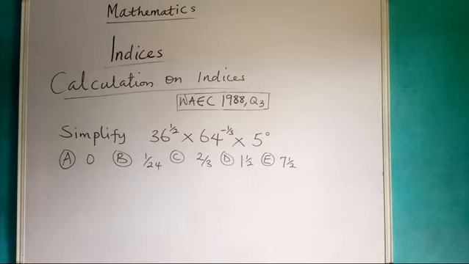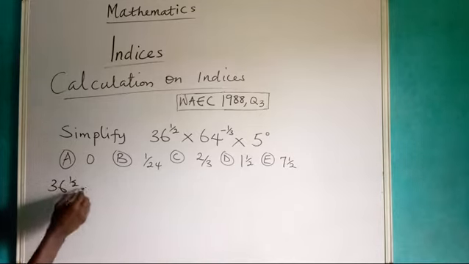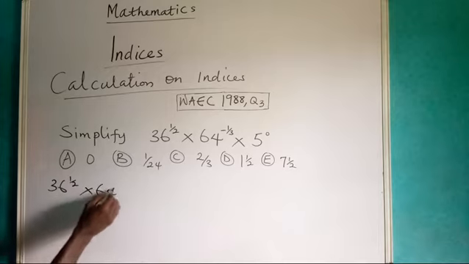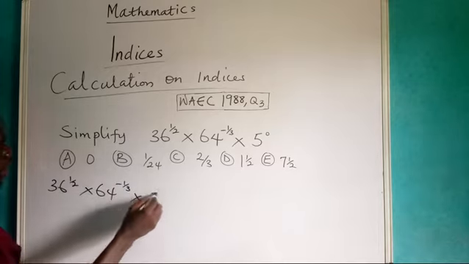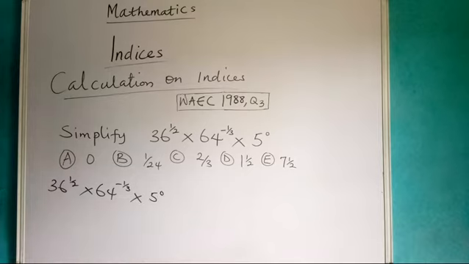I have two approaches to this very problem. It means that I can apply two steps to this very question, and I will arrive at the same result. I will have a common result. Okay, now let me apply the two steps. Now we have the very question: 36 power 1 over 2 times 64 power minus 1 over 3 times 5 power 0. Now, what can we do to this?